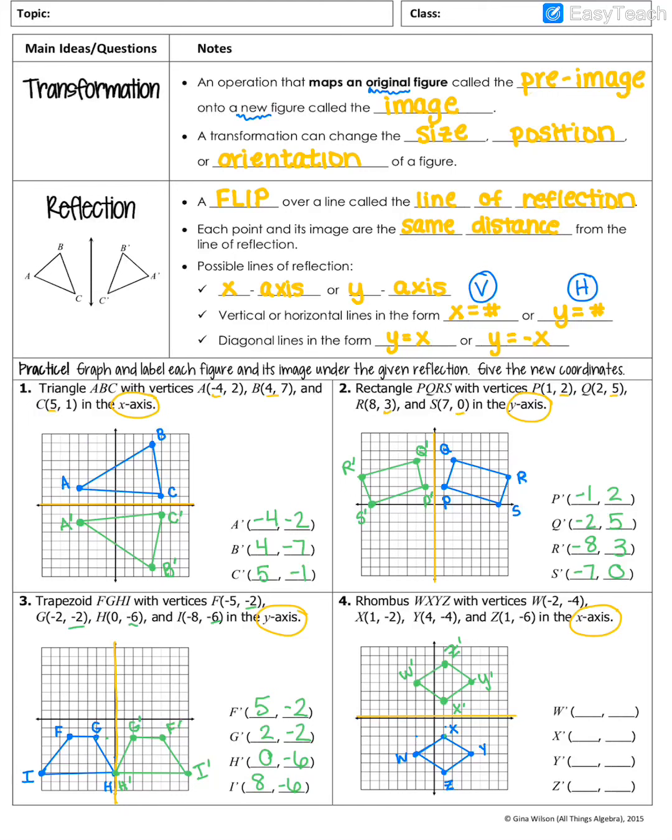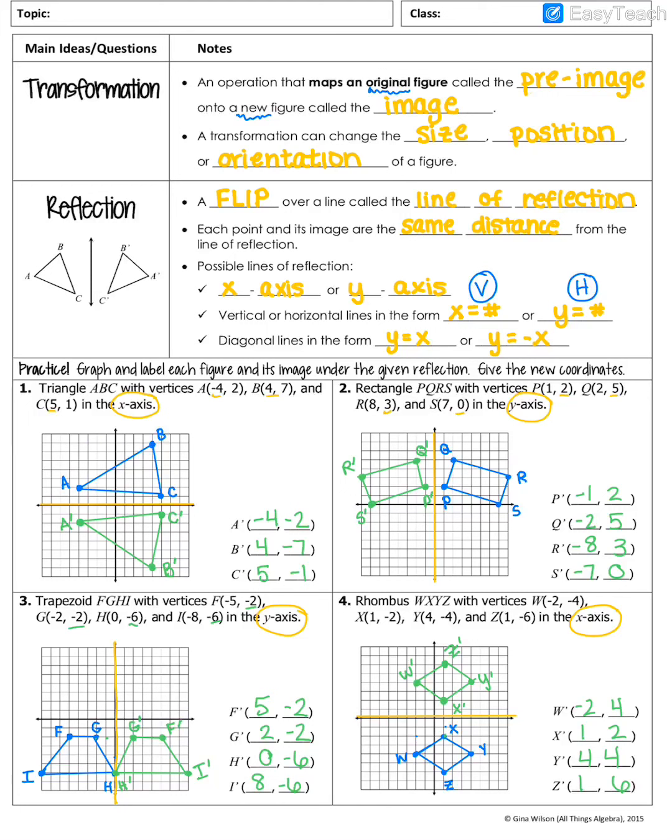And it makes a rhombus. All right, so W prime is -2, 4. X prime is 1, 2. Y prime is 4, 4. And Z prime is 1, 6. So once again, my Y values changed signs, but all my X values stayed the same. Okay?